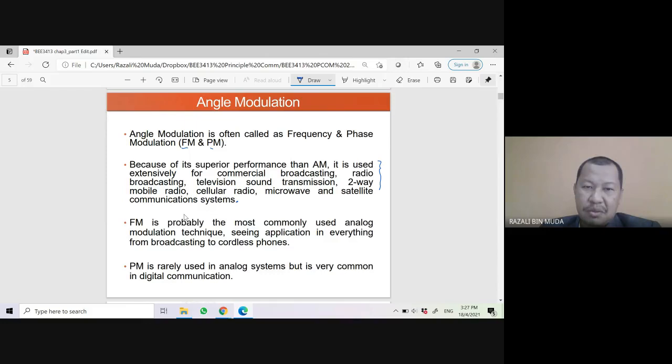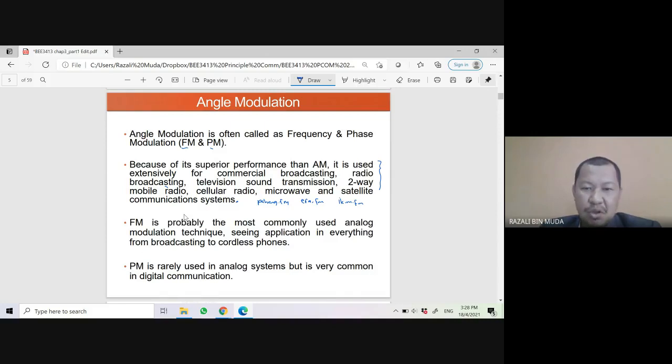FM and PM. You must be very used to hearing about FM, especially in radio broadcasting. We have examples like Pahang FM, Era FM, iKim FM. All of these use frequency modulation.